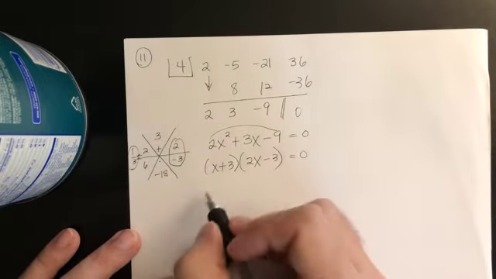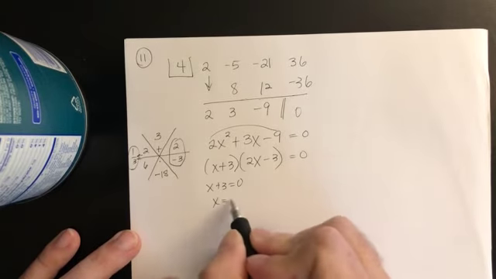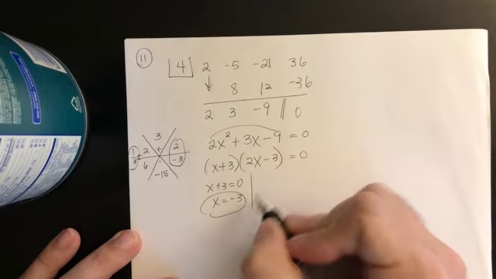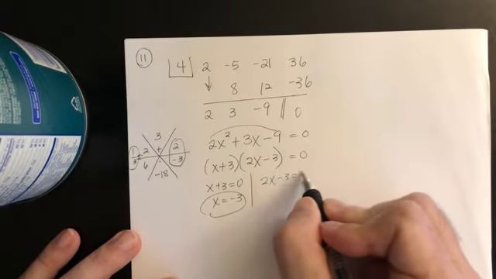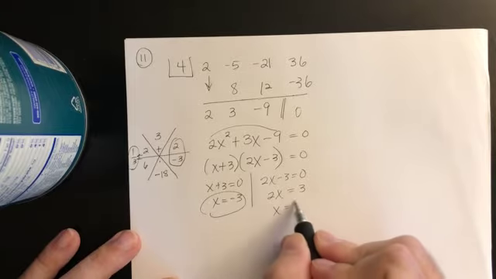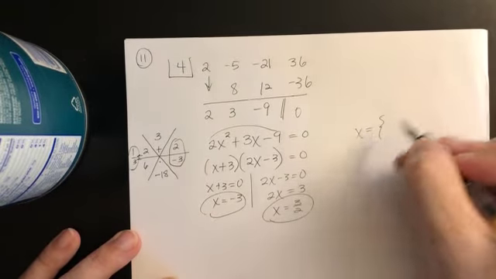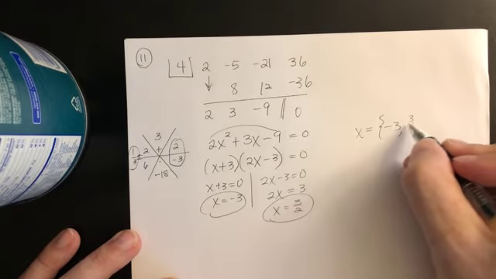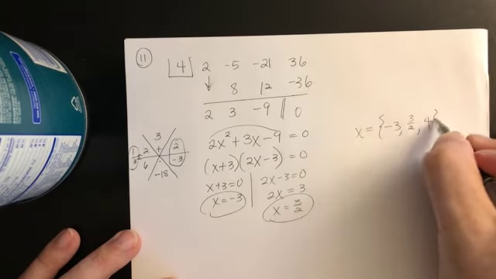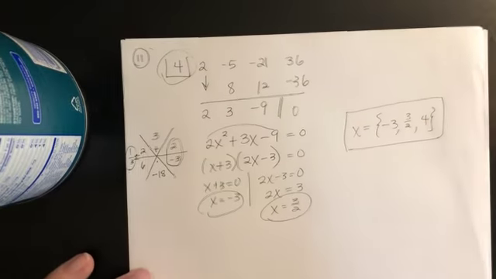Yeah. And then I set each one equal to 0. x plus 3 equal to 0 gives me x equal to -3. And then 2x minus 3 equal to 0 gives me 2x equal to +3, and then divide by 2, you get 3 halves. So my answer: -3, 3 halves, +4, because don't forget, this guy is one of the originals. I gave that to you.